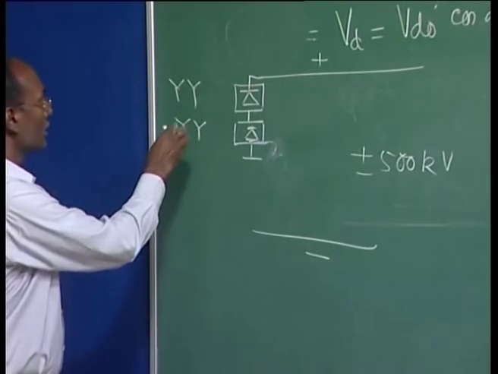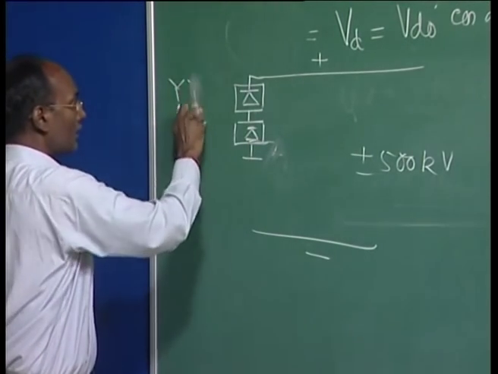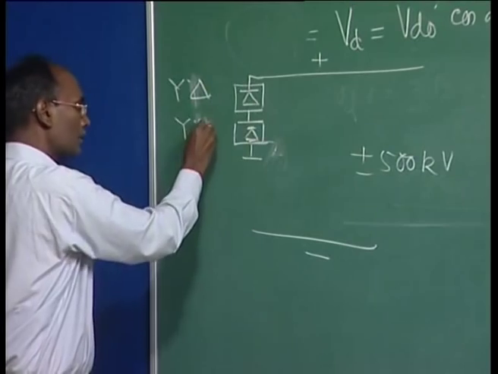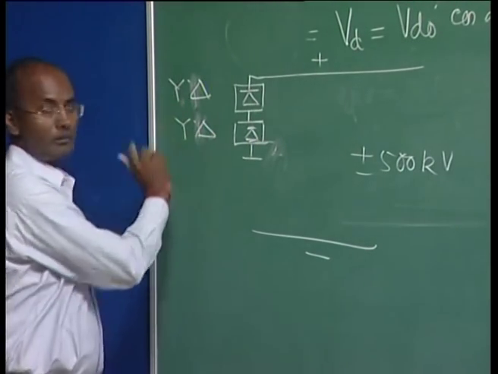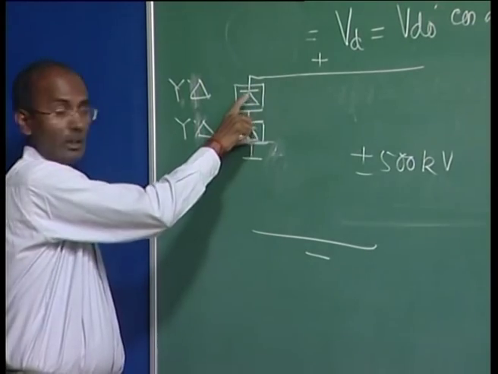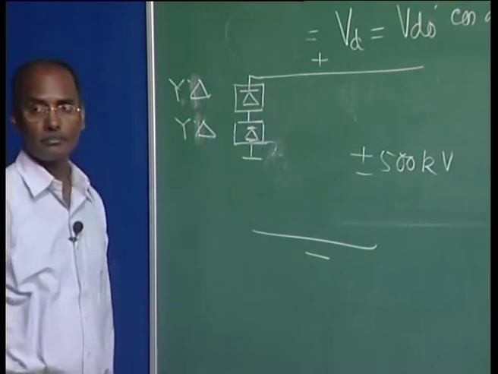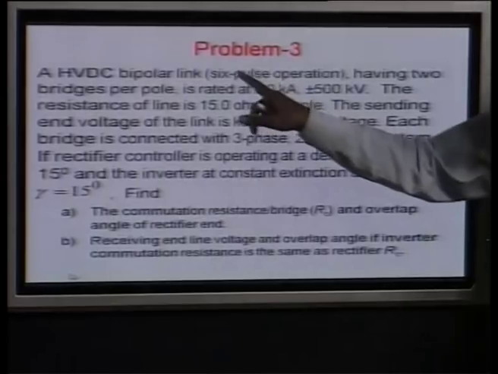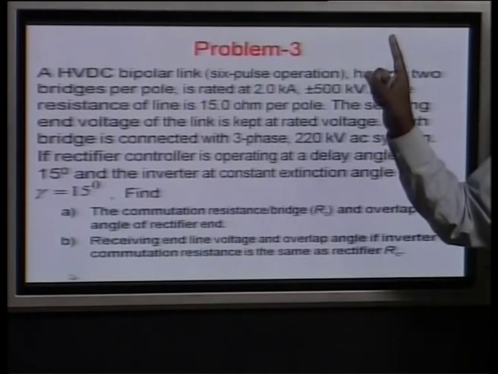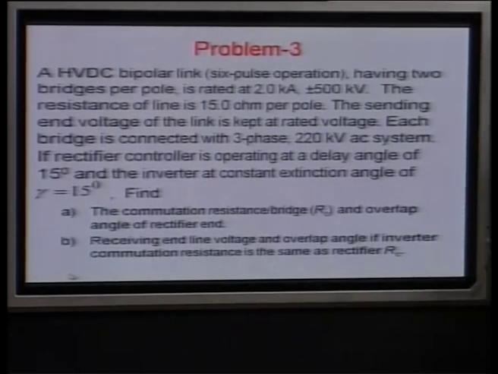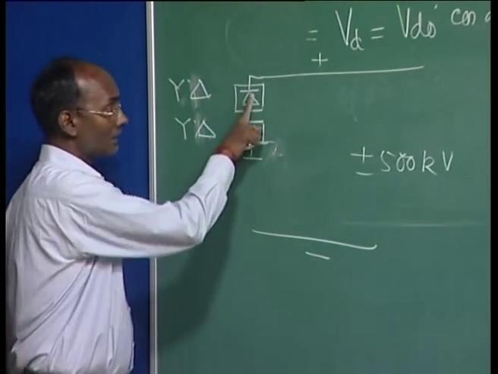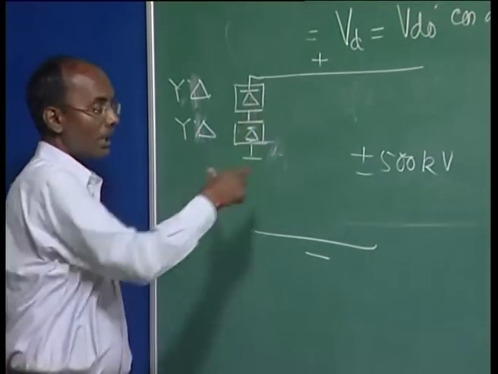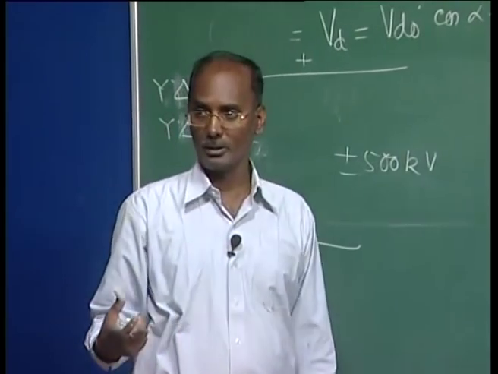If there is a change, even though this is delta, if the secondary is also delta, there is no phase shift here, because both are in the same phase. Here there is a shift, but here it is the same. So that is why it is written 6 pulse operation. It is inherently said that these are in the same phase and directly added. So these two are giving you 6 pulse operation.